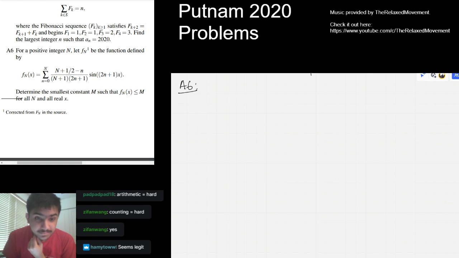A6. This looks really hard, not gonna lie. I don't remember how Fourier analysis works, so this might be very hard. But I guess let's give it a shot.